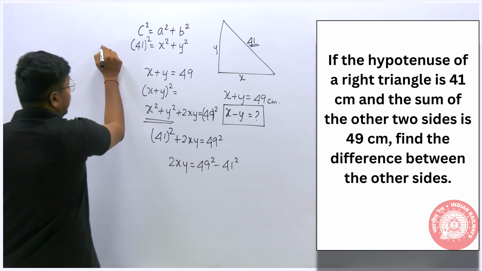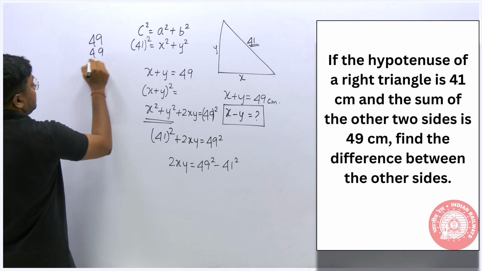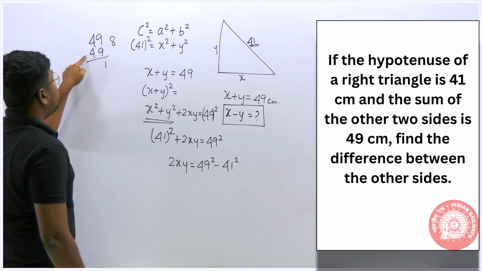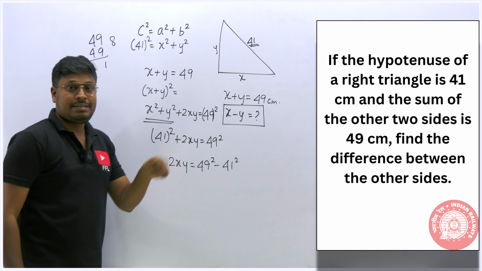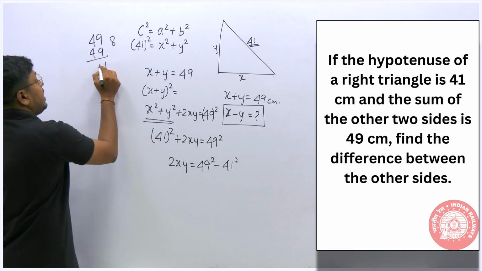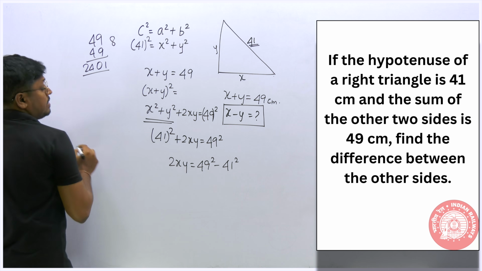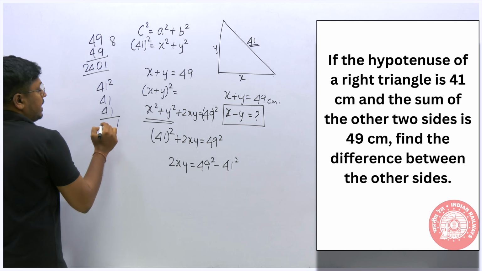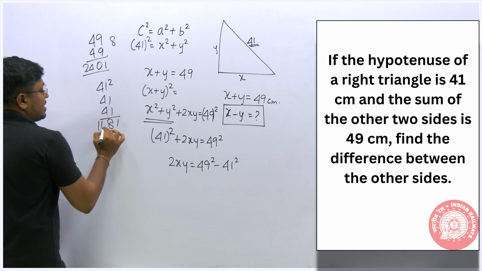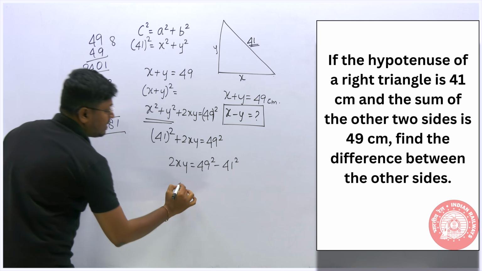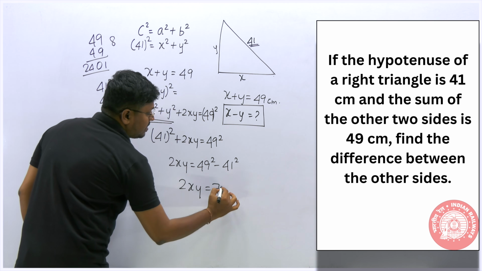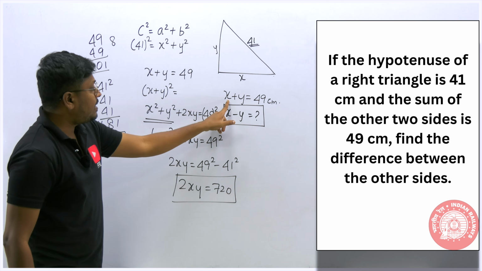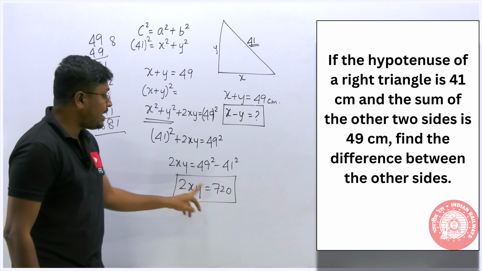Okay, so what is 49 square? So 49 into 49. So 9 9s are 81. So remaining will be 8. So 9 4s are 36. 9 4s are 36. 36, 36, 72. 72 plus 8, 80. So 2401, first answer. And 41 square. So 41 square will be 41, 41. So 1 times 4, 4, 8, 16, 1681. 2401 minus 1681 will be 720. So 2xy is equal to 720. So friends, finally what we got here is, by using the first value, that is x plus y is equal to 49, what we got here is 720.